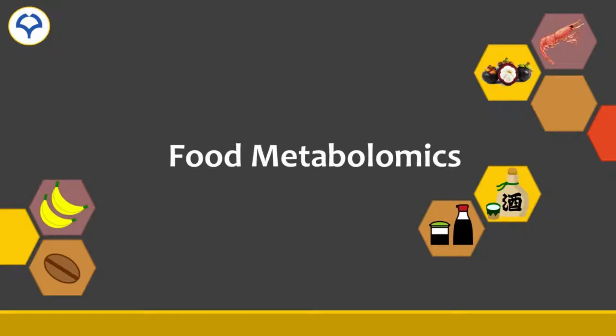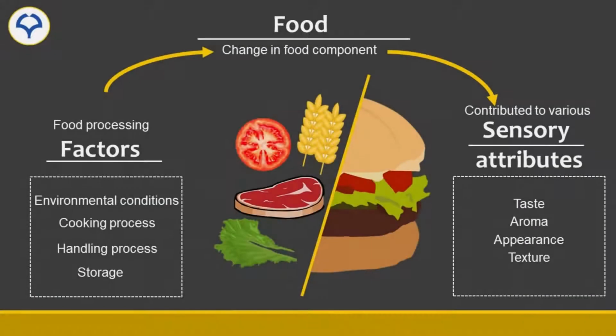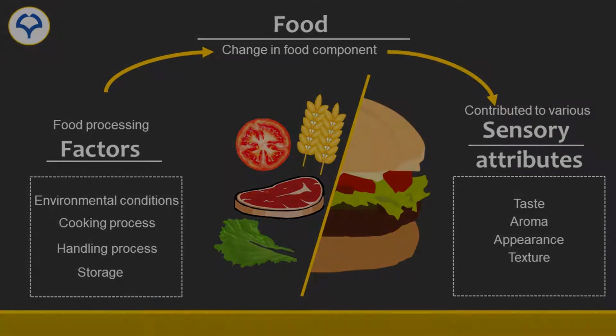In this video, we would like to explain about one of the research topics in the laboratory, namely food metabolomics. From raw materials into food on our plate, the food has been going through many processing steps. These processing steps, such as storage and cooking processes, can affect food components that reflect in their taste, or we call it sensory attributes, and affect the whole food quality.